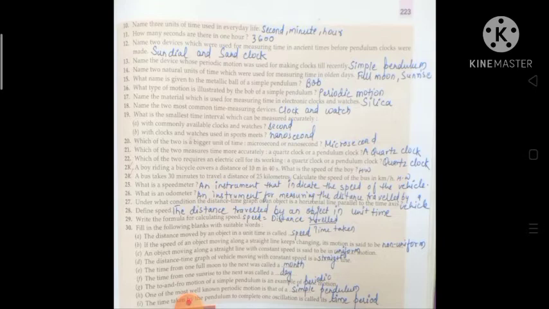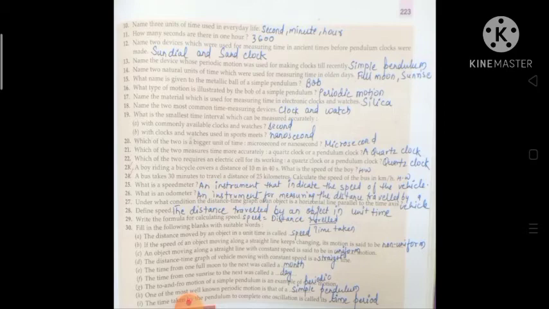Then 25. What is a speedometer? It is an instrument that indicates the speed of the vehicle. Then 26. What is an odometer? An instrument for measuring the distance travelled by a vehicle. Then 27. Under what condition the distance time graph of an object is a horizontal line parallel to the time axis? When the object is stationary or not moving.